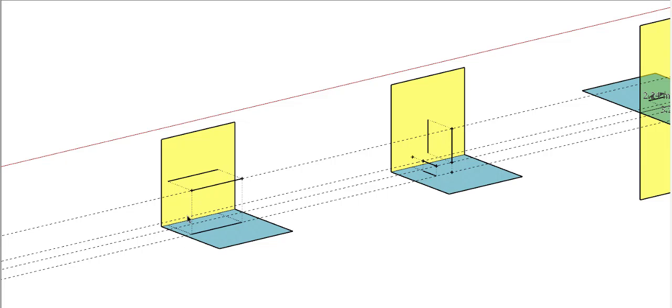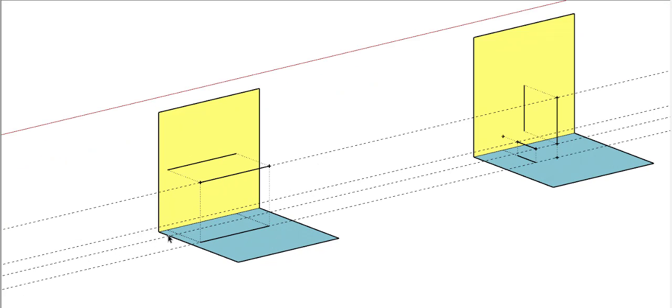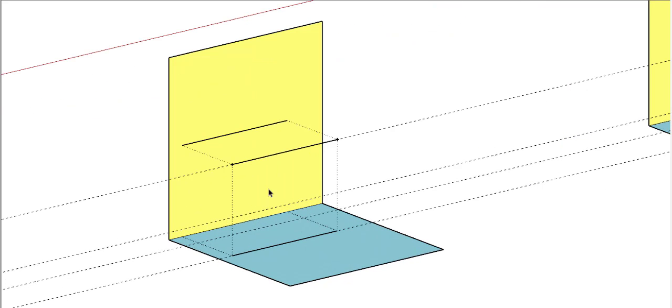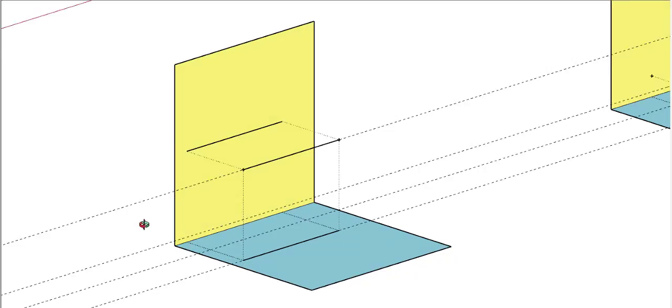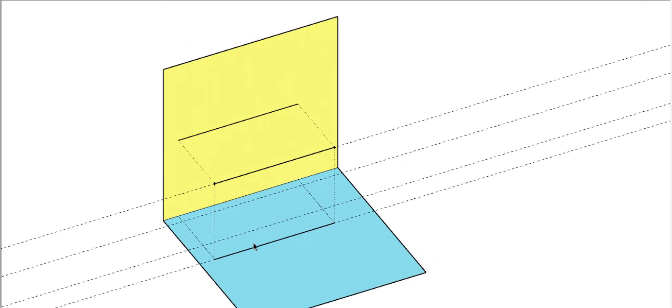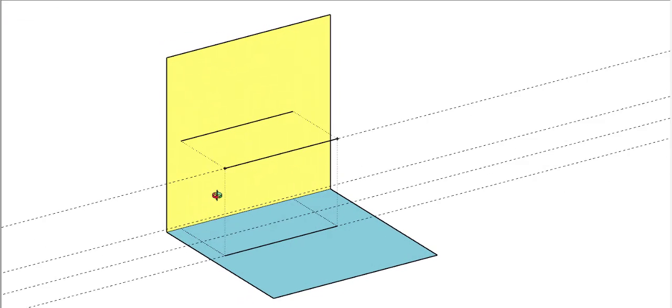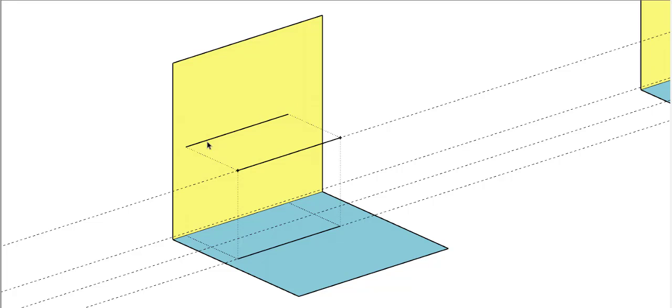First of all, the simplest one among lines is that the line in question will be parallel to both the vertical and the horizontal plane. As in this case, you can see this line is parallel to the vertical plane and it is also parallel to the horizontal plane. If we are viewing from the front, it will be projected onto the vertical plane, and if you are viewing from the top, this entire line will be projected onto the horizontal plane.